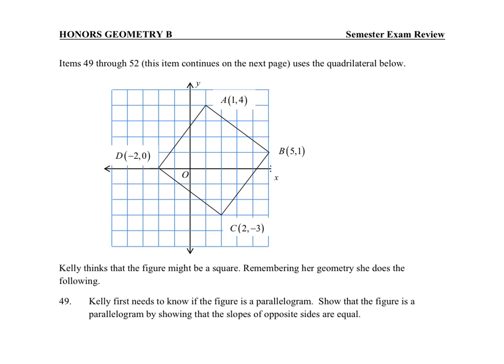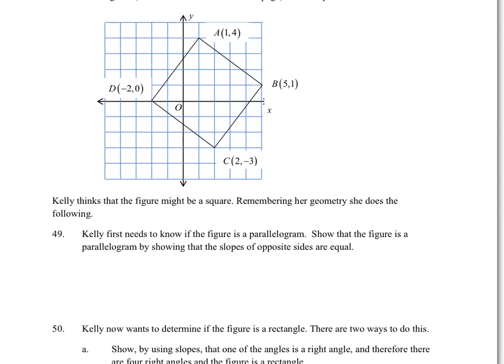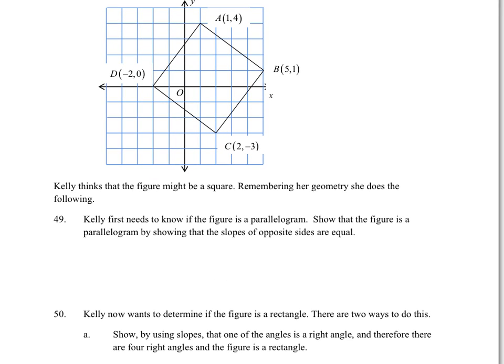Items 49 through 52, and this item continues on the next page, uses the quadrilateral below. Kelly thinks that the figure might be a square. Remembering her geometry, she does the following. So we'll look at question 49. Kelly first needs to know if the figure is a parallelogram. Show that the figure is a parallelogram by showing that the slopes of opposite sides are equal.